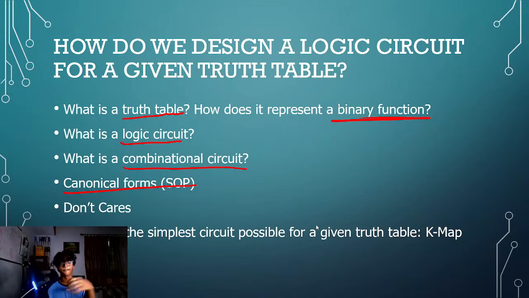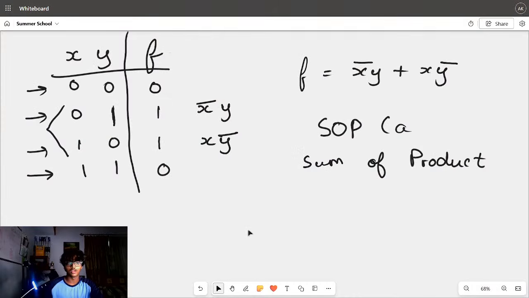Now, we'll get to what don't cares are. How don't cares work is pretty straightforward. I'm going to take this example again, where if they differ in value, you output a one, and if they're the same, you output a zero.